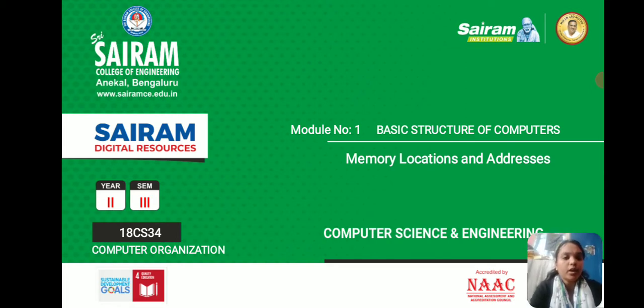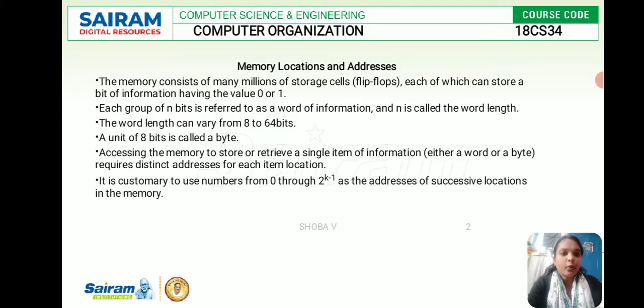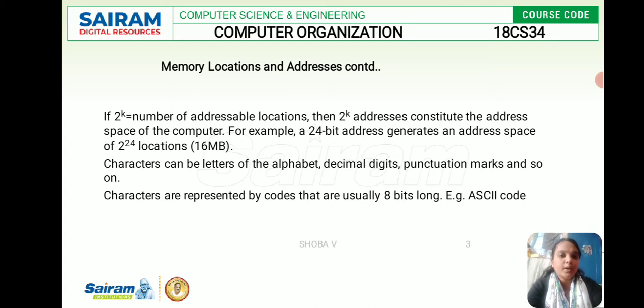For each and every location we need a different address. It is customary to use numbers from 0 through 2 power k minus 1 as the addresses of successive locations in the memory. So the memory consists of millions of storage cells, and each group of n bits is referred to as a word, and n is called the word length. If 2 power k equals the number of addressable locations, then the 2 power k addresses constitute the address space of the computer.